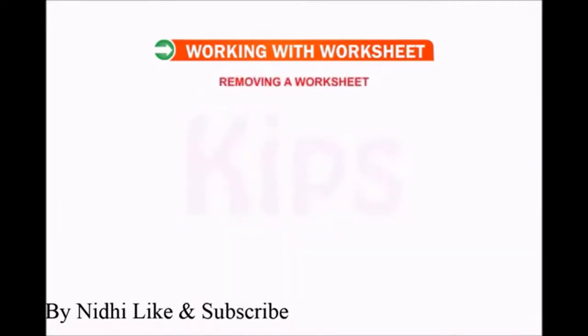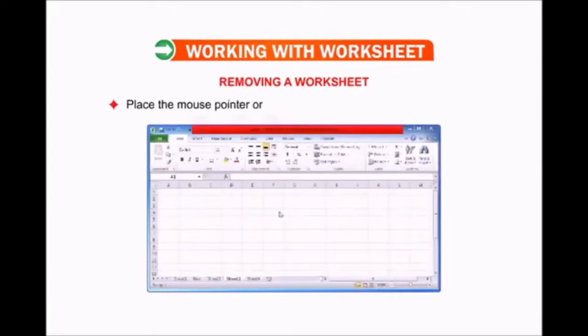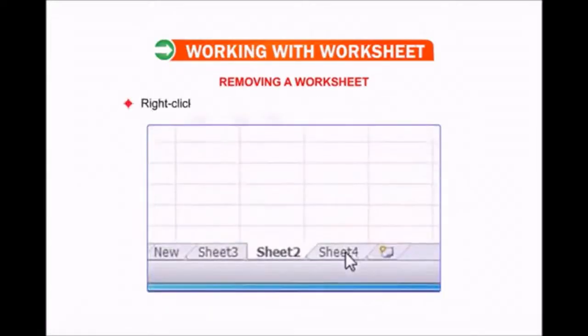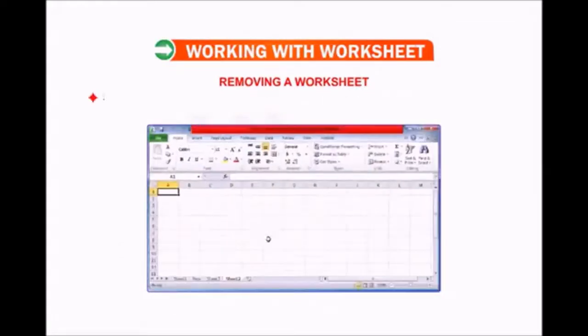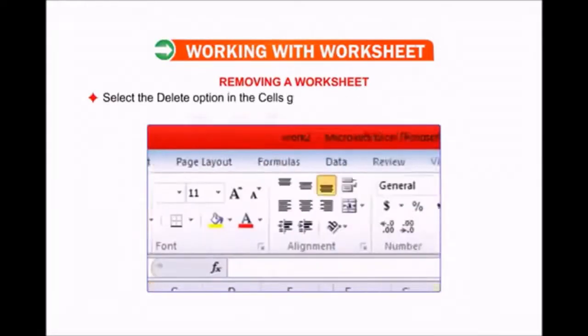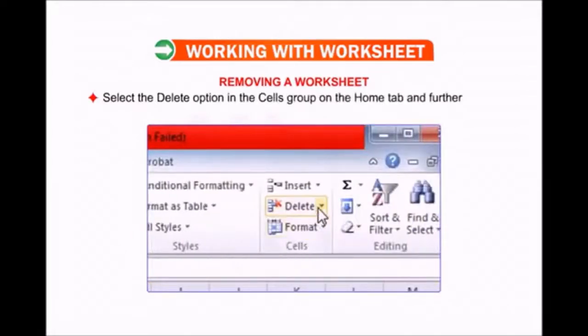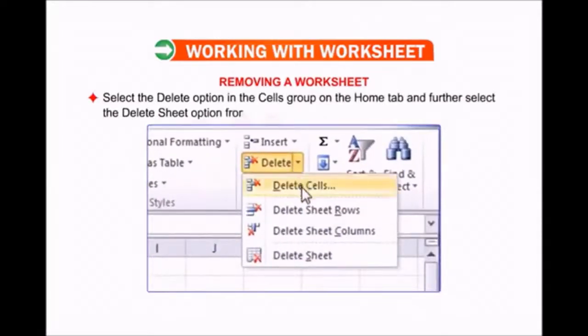And finally, we will learn how to remove a worksheet. Place the mouse pointer on the Worksheet tab that you want to delete. Right-click on the worksheet and select Delete option. Or select the Delete option in the Cells group on the Home tab and further select the Delete Sheet option from the sub-menu list.